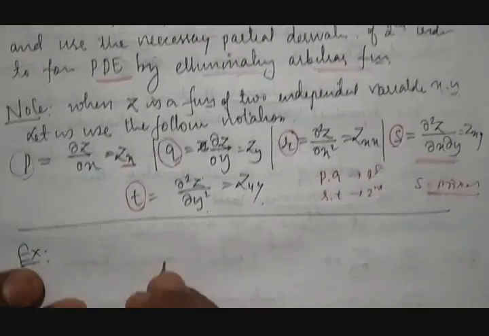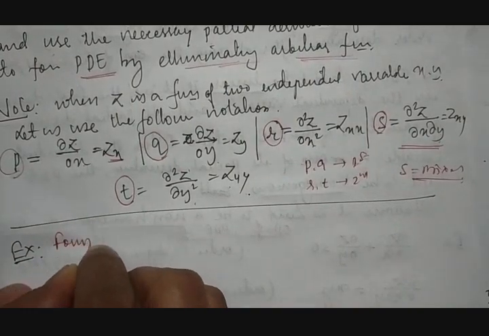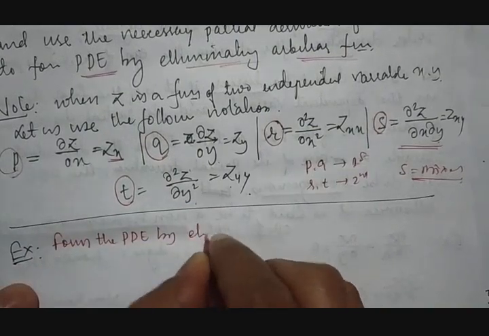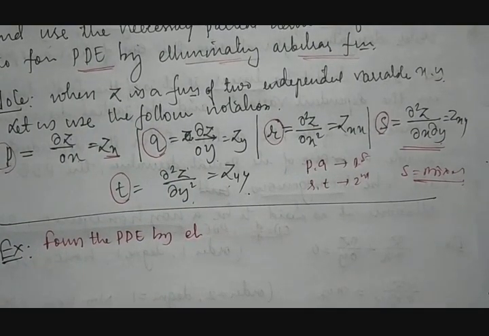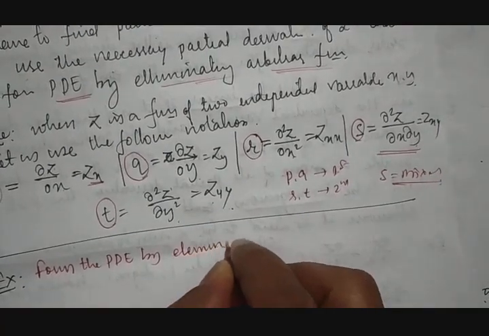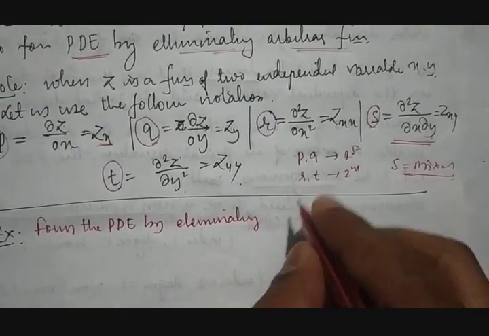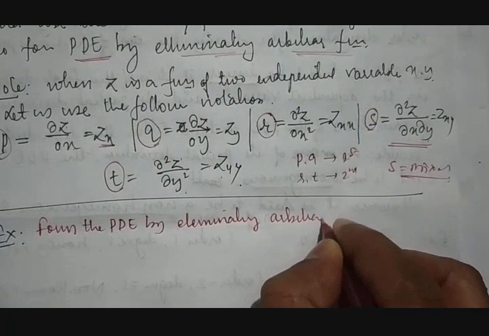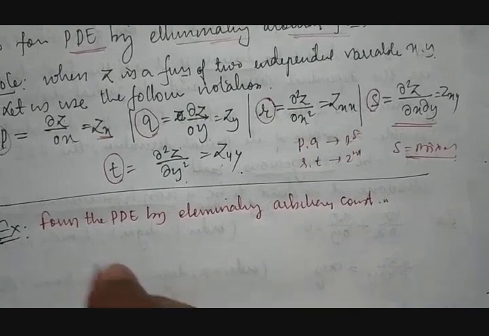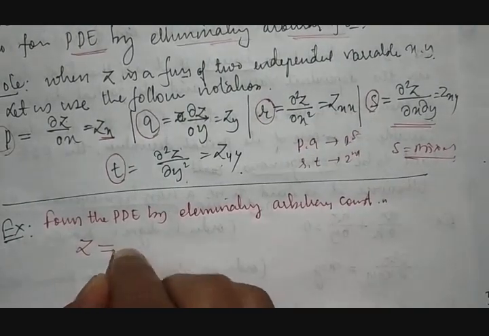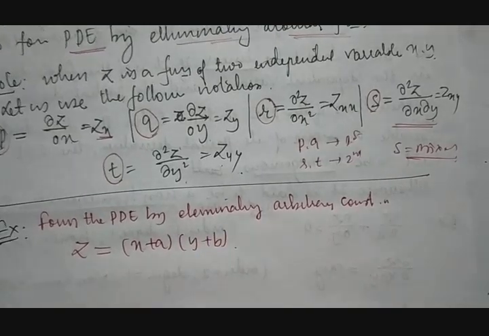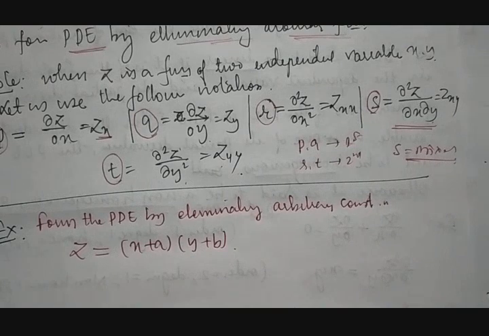Now we'll take one example. Form the partial differential equation by eliminating arbitrary constants. Okay, the given example is Z is equal to (X plus A) into (Y plus B). This is the given example, and in the example we need to keep one thing in mind.